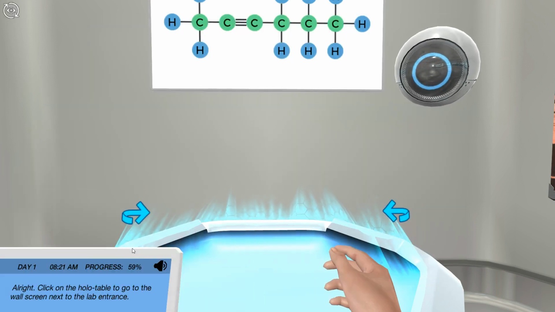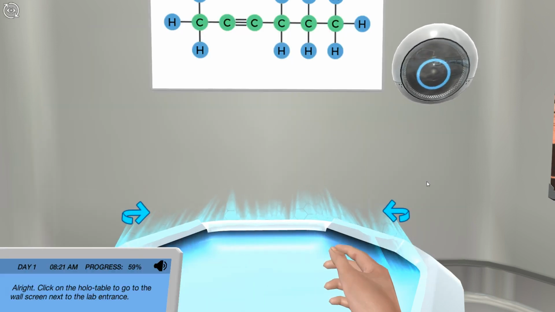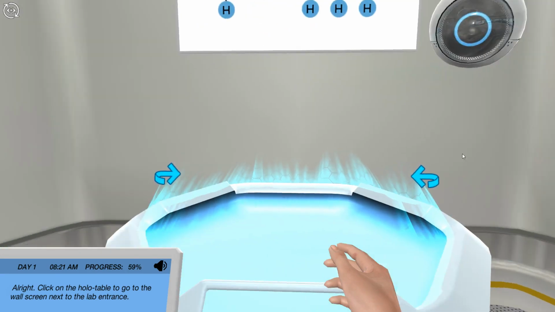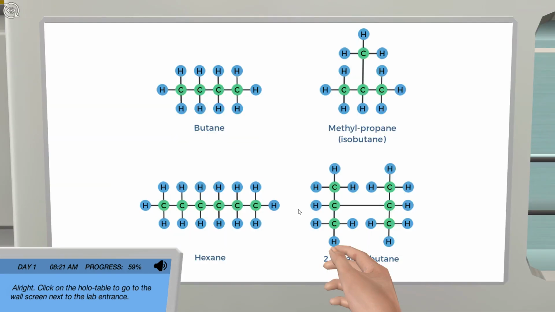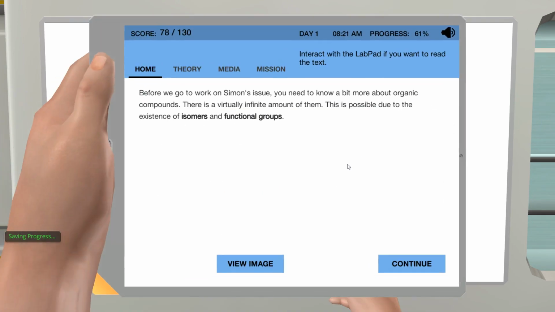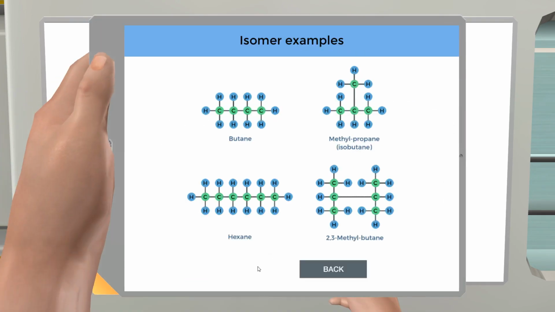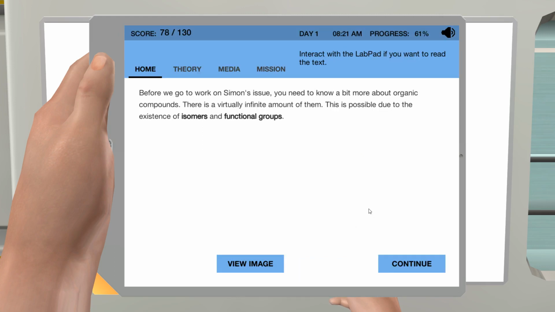Alright. Click on the holo table to go to the wall screen next to the lab entrance. Before we go to work on Simon's issue, you need to know a bit more about organic compounds. There is a virtually infinite amount of them. This is possible due to the existence of isomers and functional groups.